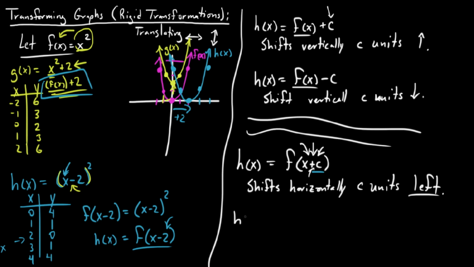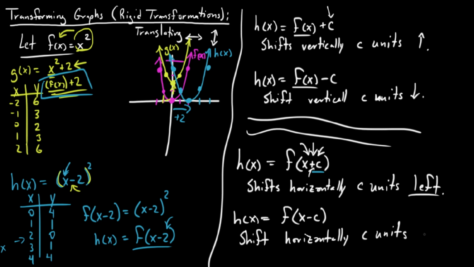And then last but not least, the last case here, and then we'll move on to another video. To supplement this, f of x minus c being plugged in is going to shift horizontally c units, and this one is actually going to shift to the right, because the sign on the inside suggested that it was negative. For right now, we'll remember that as being backwards.